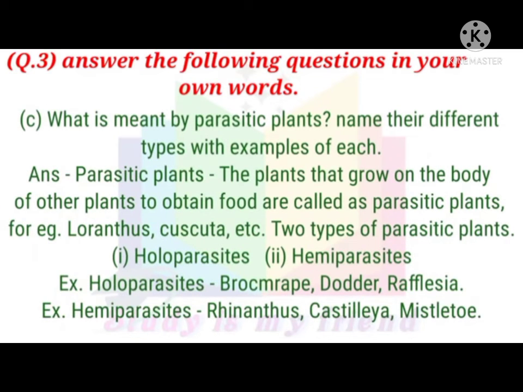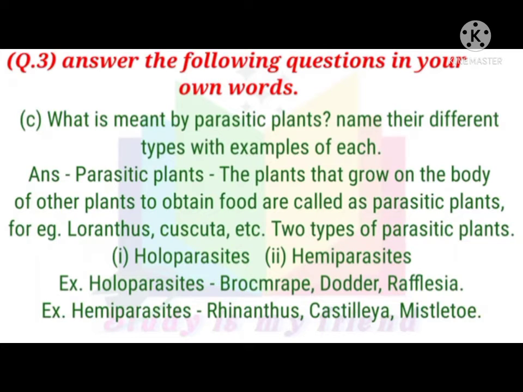C. What is meant by parasitic plants? Name their different types with examples of each. Answer: Parasitic plants. The plants that grow on the body of other plants to obtain food are called parasitic plants. For example, Loranthus, Cuscuta, etc.